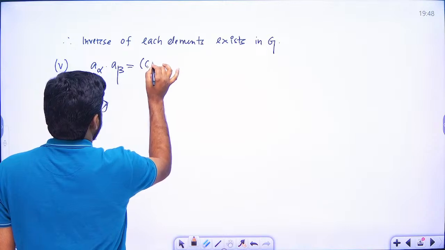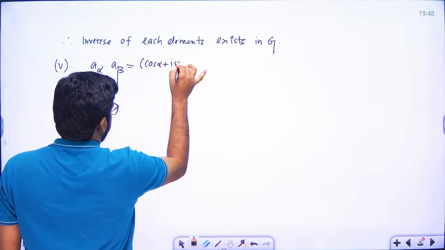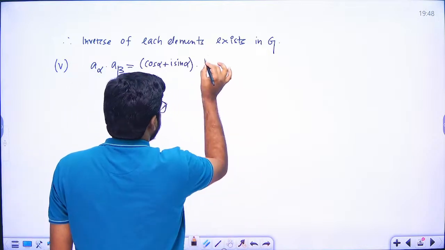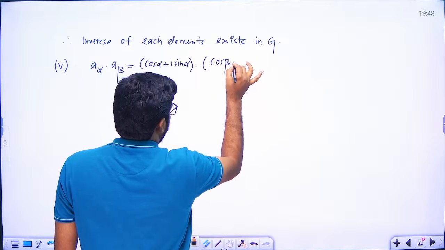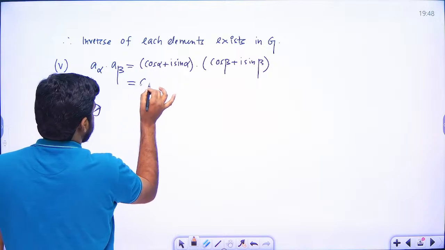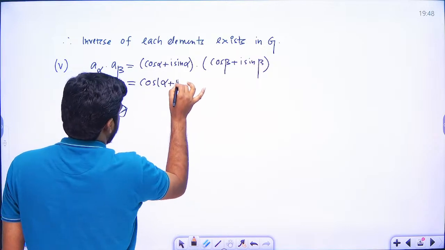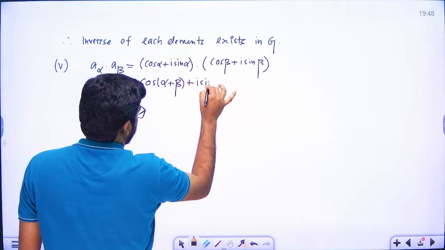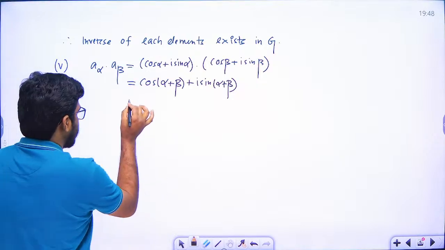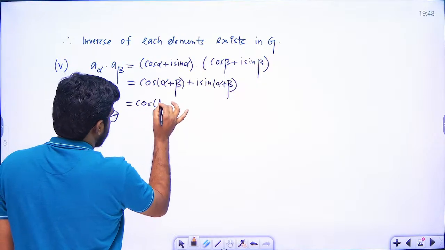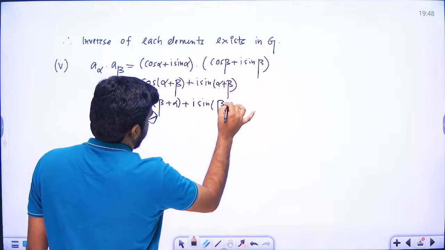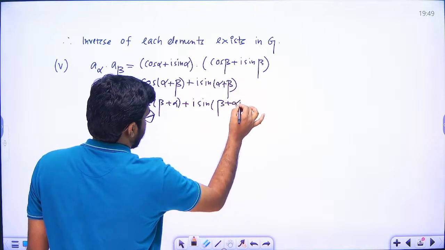What is A alpha? A alpha is cos alpha plus i sin alpha. A beta, what is A beta? A beta is cos beta plus i sin beta. So if you multiply this, what do we get? Cos(alpha plus beta) plus i sin(alpha plus beta), right? So this can be written as cos(beta plus alpha) plus i sin(beta plus alpha).